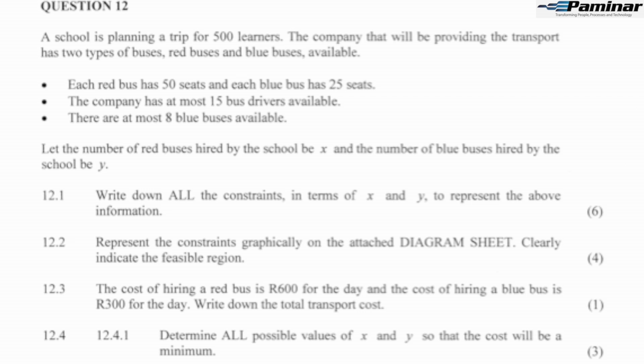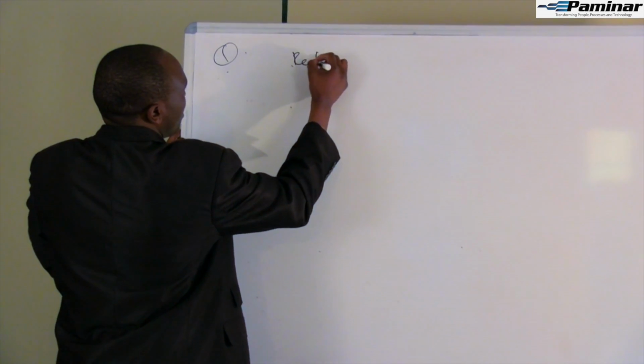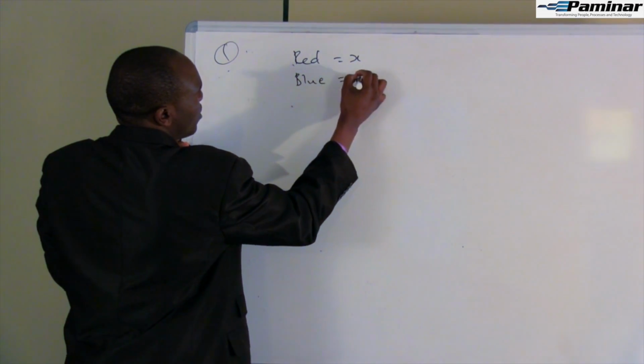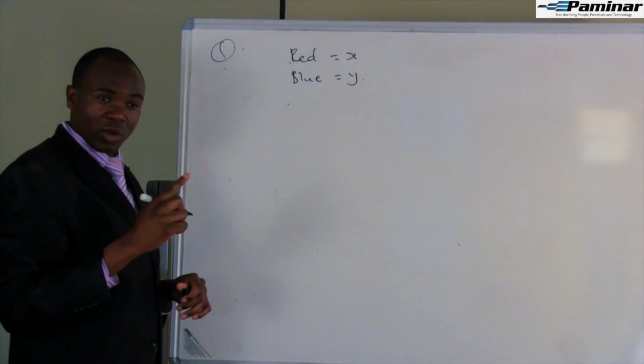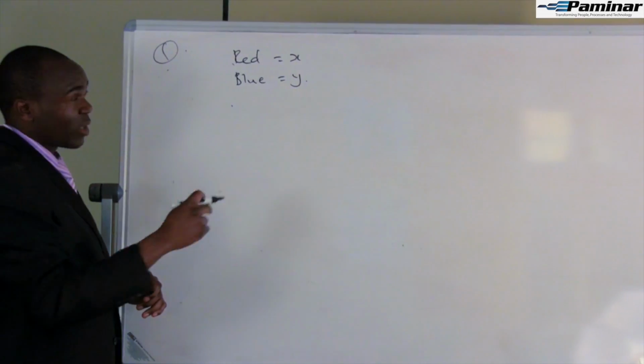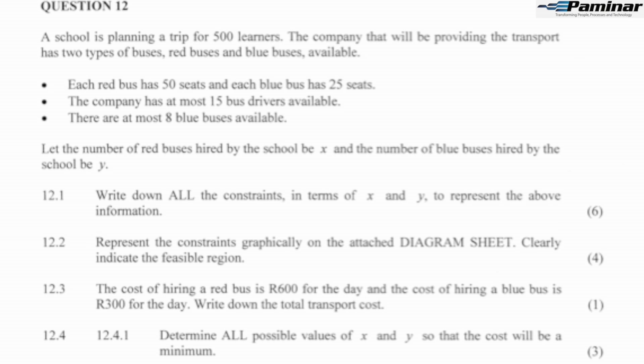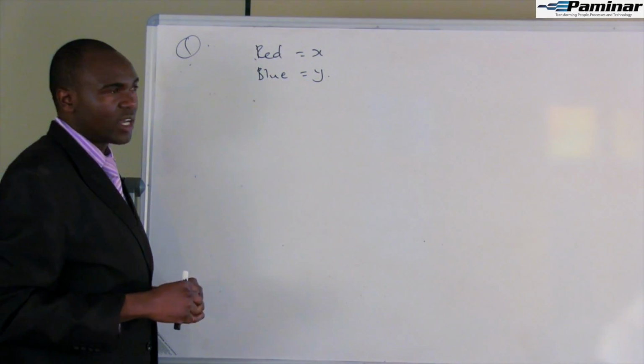Now, let the number of red buses hired by the school be X. We are told red, we put X, and blue, Y. Remember, don't make your own variables. You are told, follow that. Now let the number of red buses hired by the school be X and the number of blue buses hired be Y. Now, write down all the constraints in terms of X and Y to represent the above information.